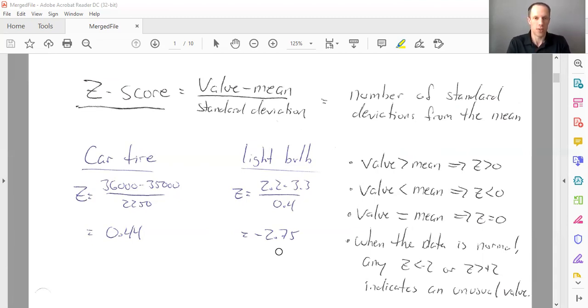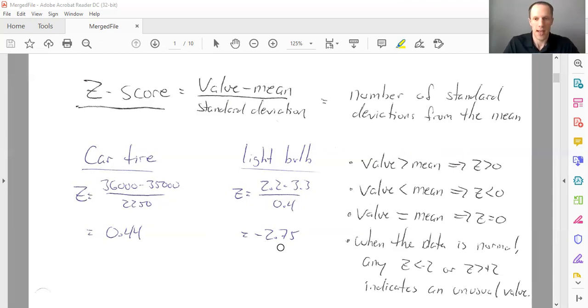Okay, so z-scores tell us where a data value is in relation to the mean, and we can use z-scores to determine if data values are unusual or not. Now, the assumption is that the population is normally distributed. So we'll have to make that assumption here. And if that's the case, then like I said, anything that's more than 2 standard deviations away from the mean would indicate an unusual event.